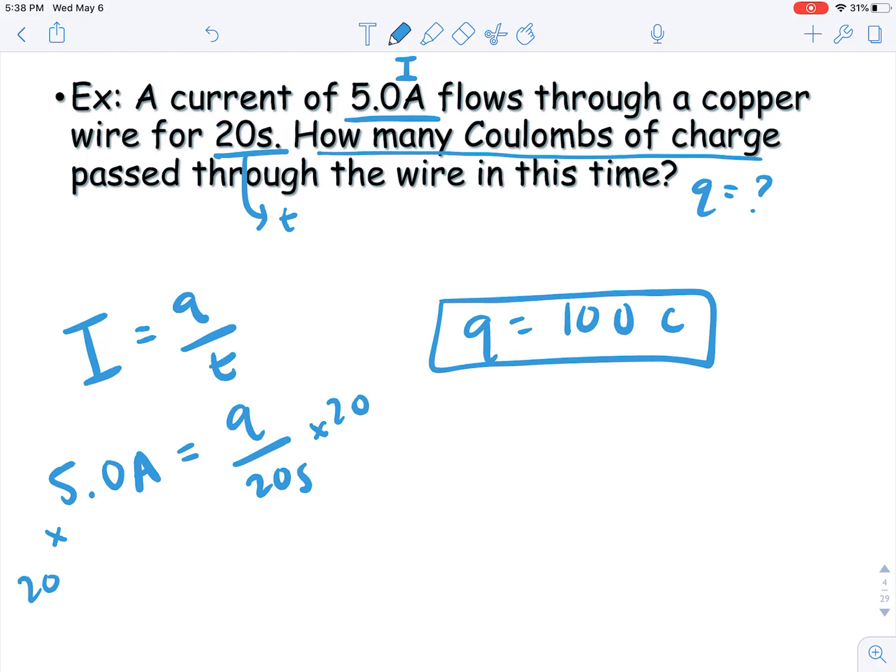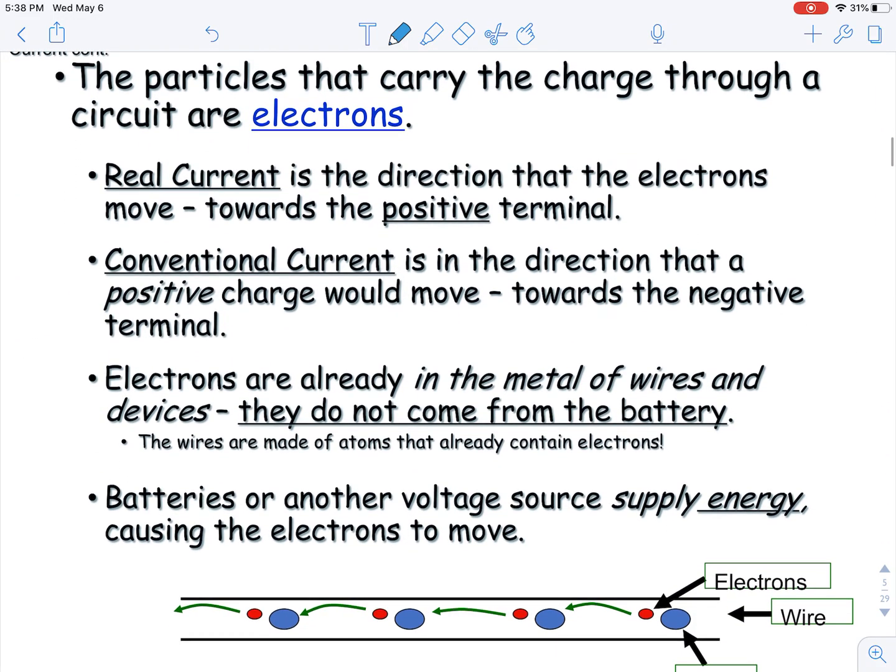Simple enough. So I'm going to talk a little bit more about the direction that current flows. We know that what's carrying the charge are the electrons, and the electrons have a negative charge. So there are a couple of different types of currents. Real current is what is actually happening, which we talked about earlier. Electrons will be repelled by negative and attracted to positive, so they'll actually move towards the positive end of the battery. But a long time ago, before scientists really knew which particles were the ones that were moving, they assumed things flowed in the opposite direction, away from positive and towards negative.